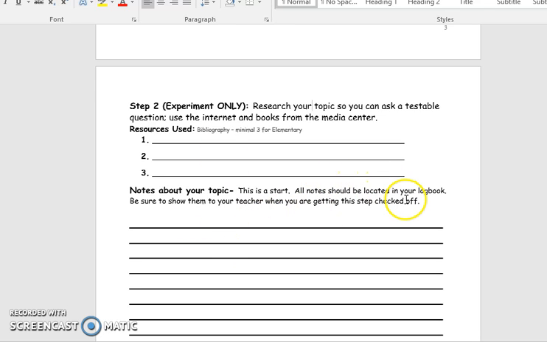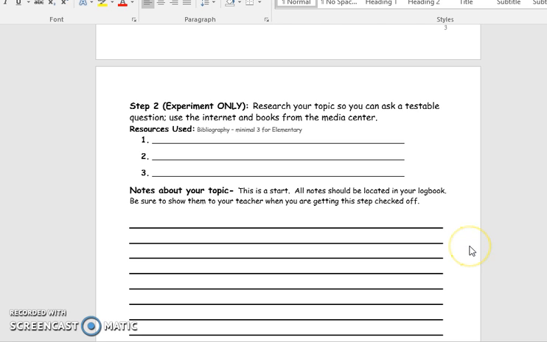All notes should be located in your logbook. Your logbook is a vital part of your experiment. It's where you keep your notes about your topic, your observations of your experiment as you go through it, and it will be turned in with your display board when it's time to turn in your entire project.